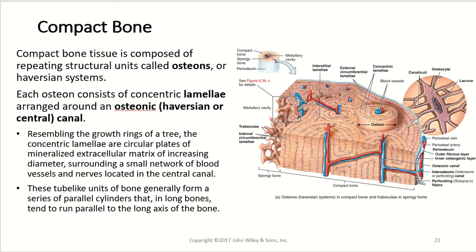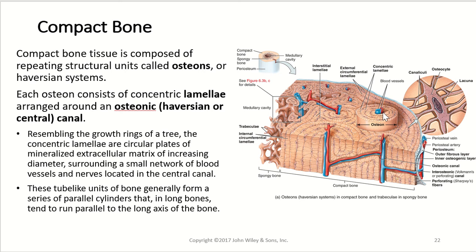So starting with compact bone, this compact bone tissue is going to be composed of repeating structural units called osteons, also sometimes called Haversian systems, but for consistency's sake, we're going to stick with osteons. So each osteon is going to consist of concentric lamella, and these are going to be arranged around our osteonic or Haversian canal. So here we've got our osteon right here, our structural unit. Then our concentric lamella, these are the little individual rings. And in the middle, we're going to have our osteonic canal. This is where we're going to have blood vessels entering and leaving the bone.